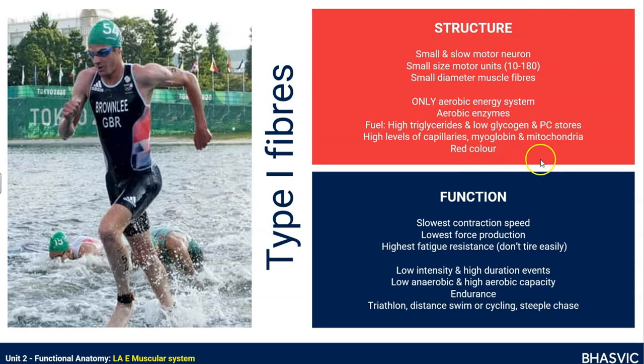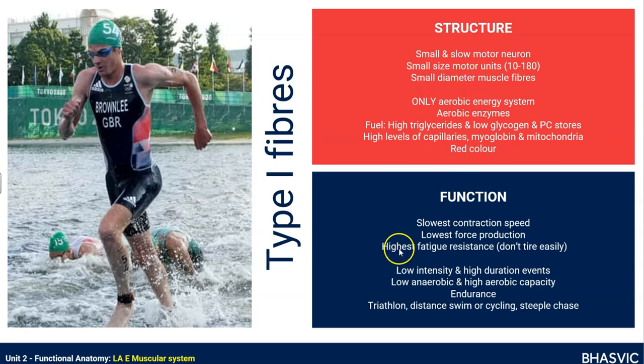When they're working, given that their other name is slow twitch fibres, it makes sense that they actually have quite a slow contraction speed. So the endurance athletes aren't about power, they're about slow and steady. So they have a slow contraction speed. They have the relatively lowest force of production. So when they do contract, they don't generate big forces because they're so small.